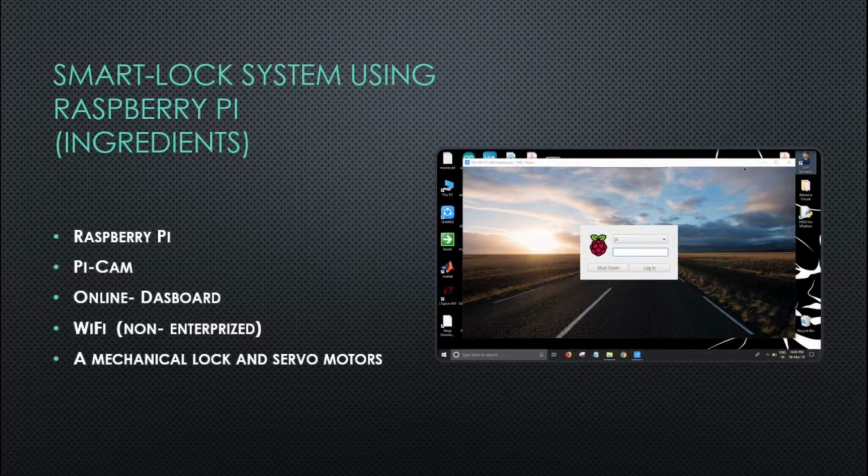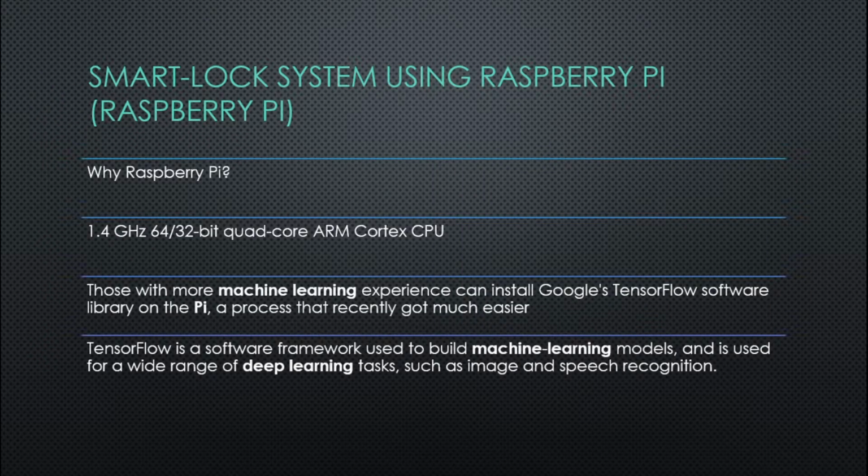These are the important components which I'm using in my project: the Raspberry Pi, the IoT board, and the PiCam. This is the official Raspberry Pi camera which I'm using to record the person's face. There is also an online dashboard to generate the alerts and keep a record of who is at the door, and Wi-Fi, which is the internet connection, and a mechanical lock obviously. Now the smart lock system using Raspberry Pi.